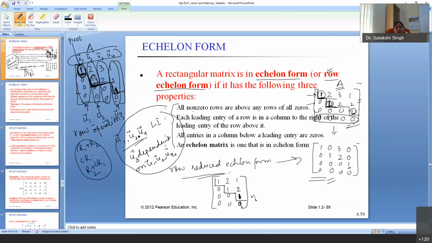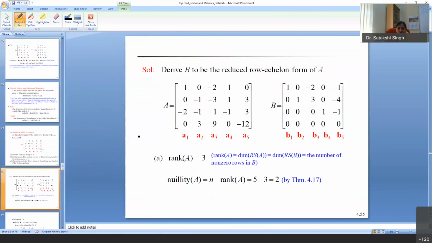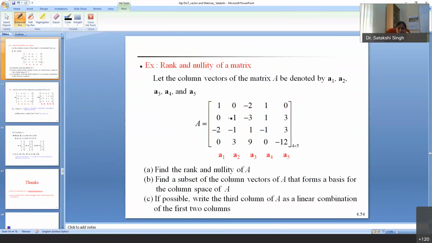Now, how are these linearly independent vectors related to the rank and nullity? Let us check out how the vectors are related to the rank and nullity. With this example, we will see. Let the column vectors of this matrix A be denoted by A1, A2, A3, A4, A5 here. This is your first vector, A1, second vector, A2, then third vector, A3, A4 and A5. And this matrix is of the order 4 by 5. Now we have to find the rank and nullity of A.